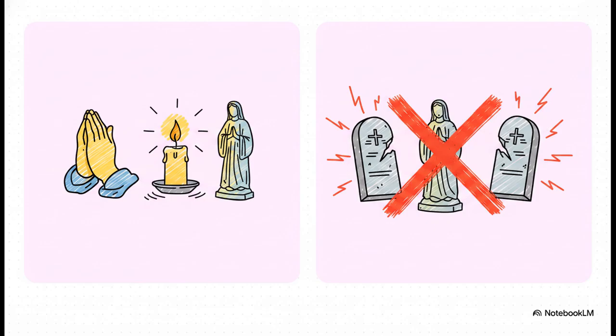Protestants argue that when Catholics light candles or pray in front of a statue of a saint, they're actually failing to worship God directly. In their strict interpretation, this physical act crosses the line into idolatry, regardless of what the worshiper's internal intentions might be.